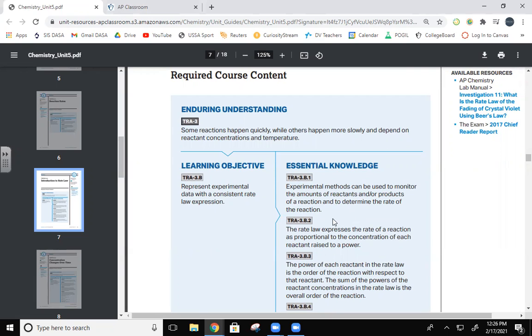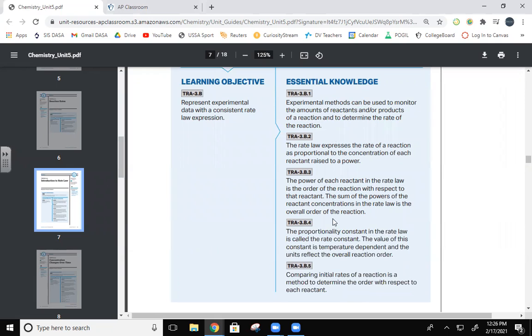Experimental methods can be used to monitor the amounts of reactants and products in a reaction, and determine the rate of the reaction. Okay. Pretty straightforward. The rate law expresses the rate of a reaction as proportional to the concentration of each reactant raised to a power. To a power. Each one is raised to a power.